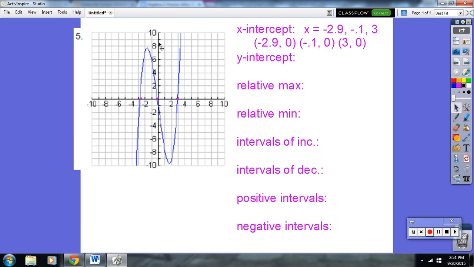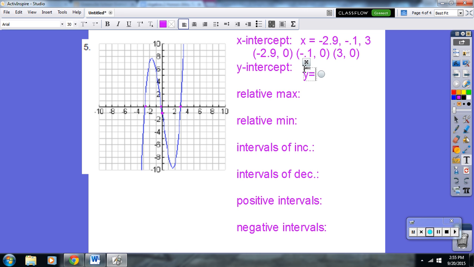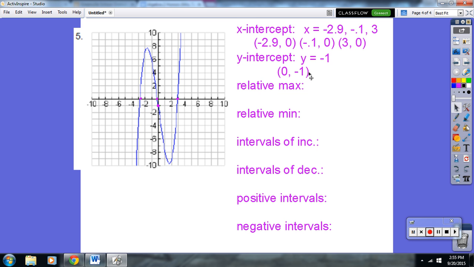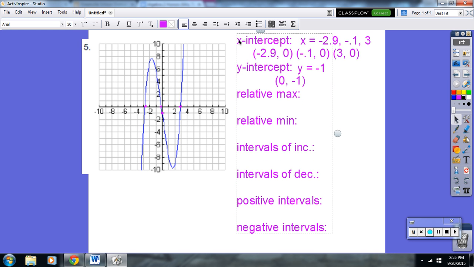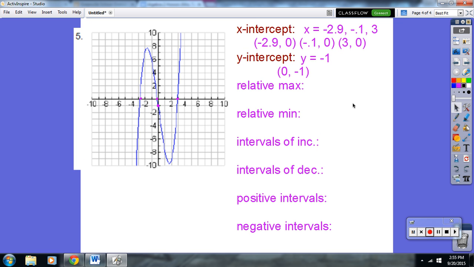The y-intercept: it only crosses the y-axis in this one place right here, and I would say that's at y equals -1. Again, I can just write it as y equals -1, or I can use coordinate notation. Y-intercepts are where x is 0, so in coordinate notation the 0 would go in the x's place and the -1 would go in the y's place. So that's x-intercept and y-intercept.